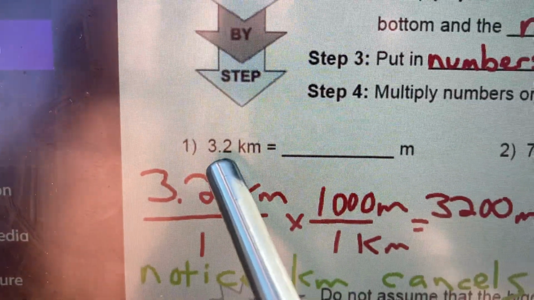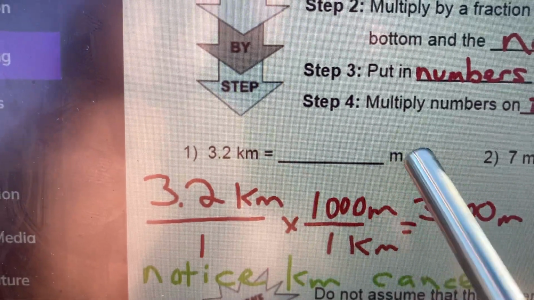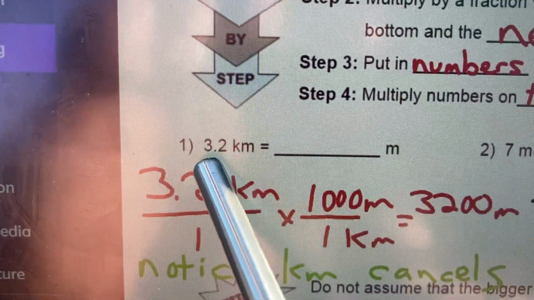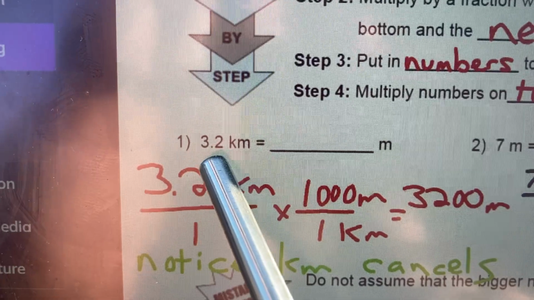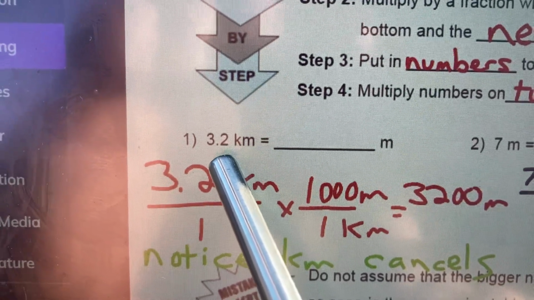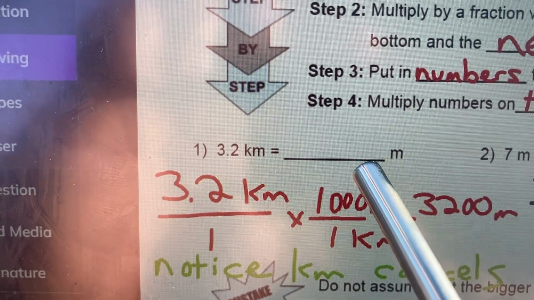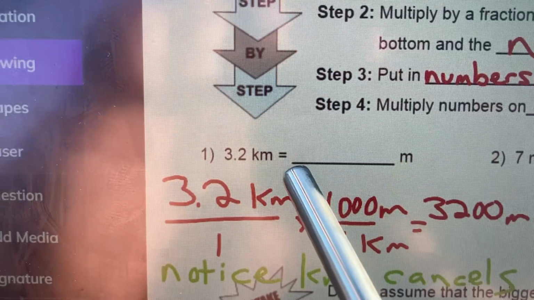Number 1, we have 3.2 kilometers, and we want to convert that to meters. Now remember, 3.2 kilometers, that's sort of like 3 miles. Not really, but we're talking about a long distance. And so we'd expect to have lots and lots and lots of little meters. So let's figure this out.